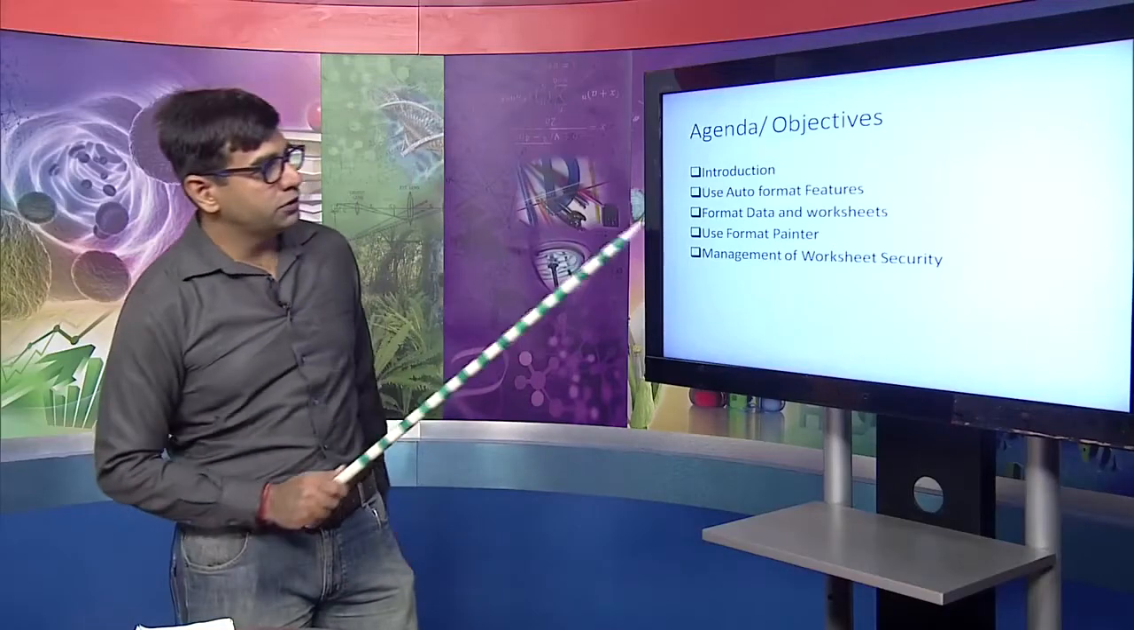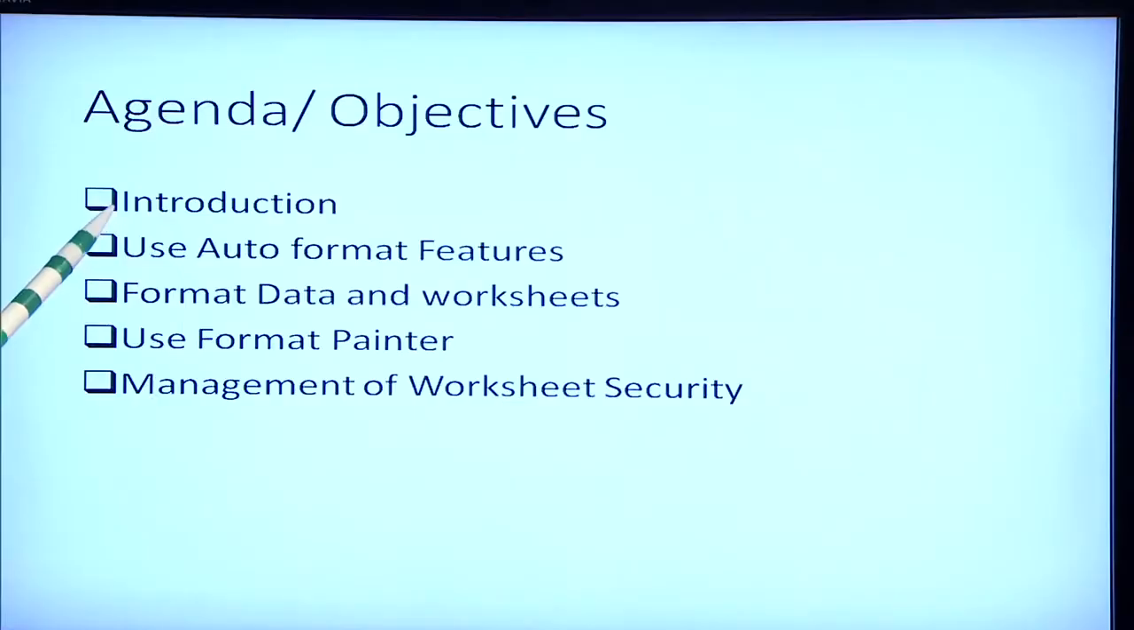So I am going to introduce you to the worksheets, and then we will touch upon how to use the automatic formatting in Microsoft Worksheets. Then we'll touch upon how to format data within the cells and within the worksheets. Then we'll also use the format painter, how to use that in various worksheets and the data entry. And then in the last, we are going to touch on the management of worksheet security, how you would like to ensure that the worksheet data is secured.